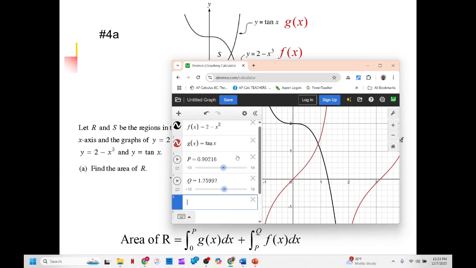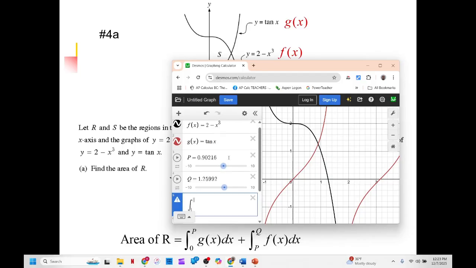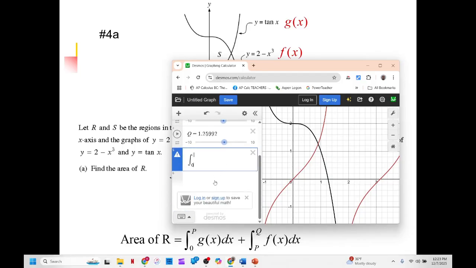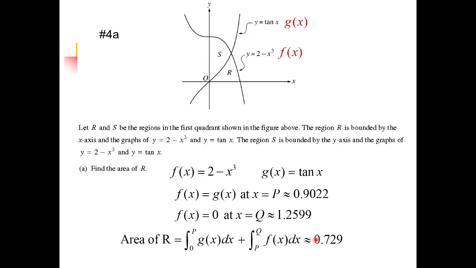And this is what I'm actually plugging into Desmos now. So let me go down here. We've got integral, and let me just go down so I can see all that. We've got 0 to p, glad I named those, and g of x dx. So that's part of the area, but we have to add to that another integral from p to q of f of x dx. And the final area on that region is about 0.729. And there were no units given in this problem, so we don't have to give them any units.